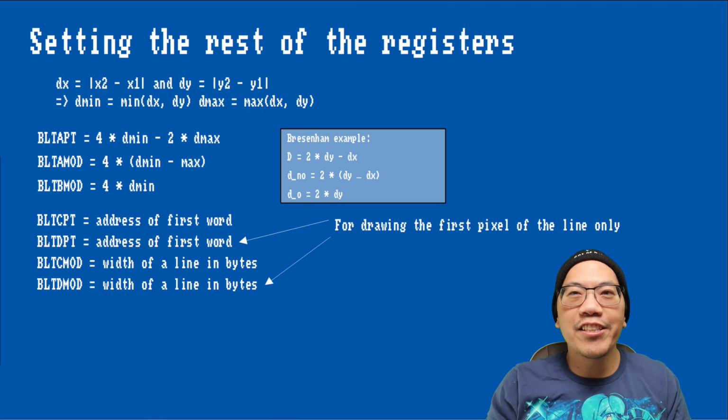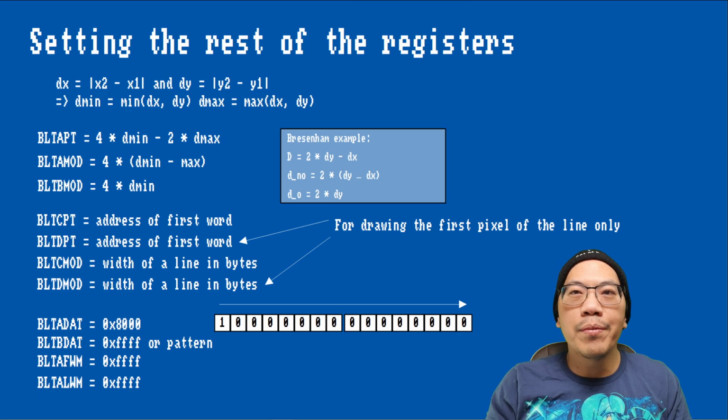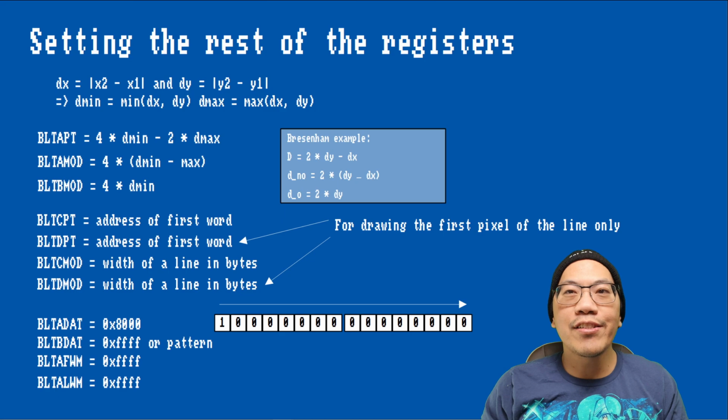Now let's look at the registers that affect the appearance of the line. Bit 15 of the blit ADAT register is set to 1. We could imagine that this is our line drawing pen, which moves from left to right while it sets the pixels of the line.